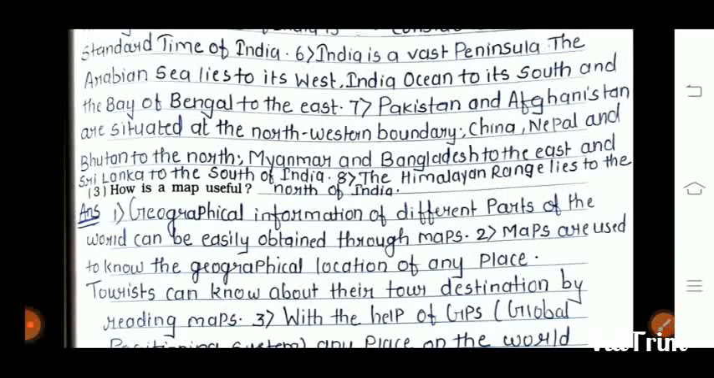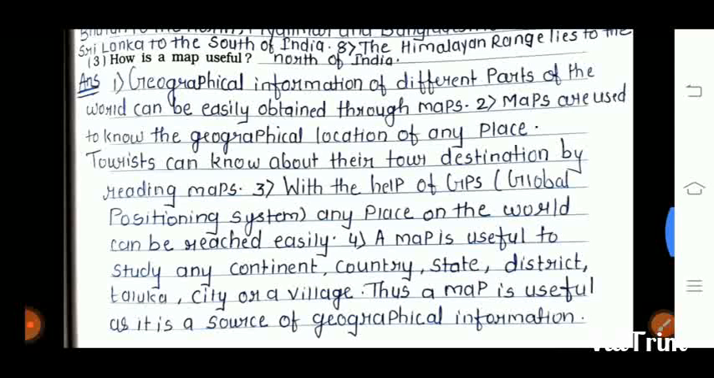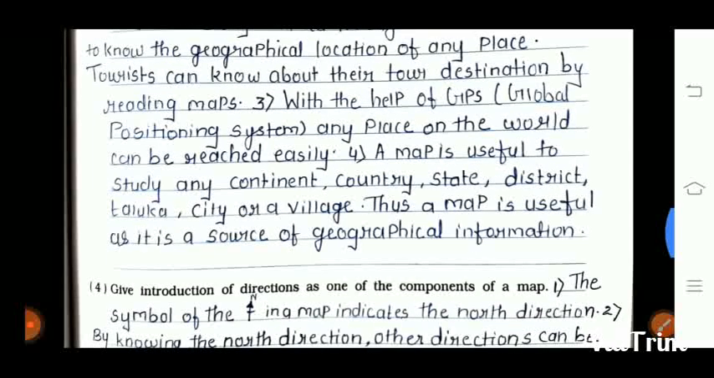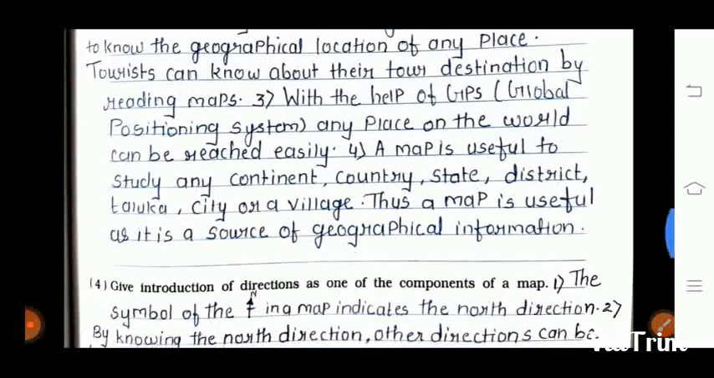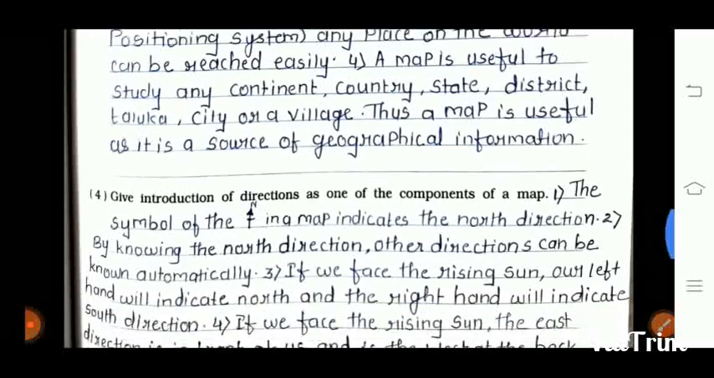यहाँ पे आंसर है. First point is geographical information of different parts of the world can be easily obtained through map. Second point is maps are used to know the geographical location of any place. Tourists can know about that tour destination by reading map. Third point is with the help of the GPS, global positioning system, any place in the world can be reached easily. Fourth point is a map is useful to study a continent, country, state, district, taluka, city or a village. Thus a map is useful as it is a source of geographical information.